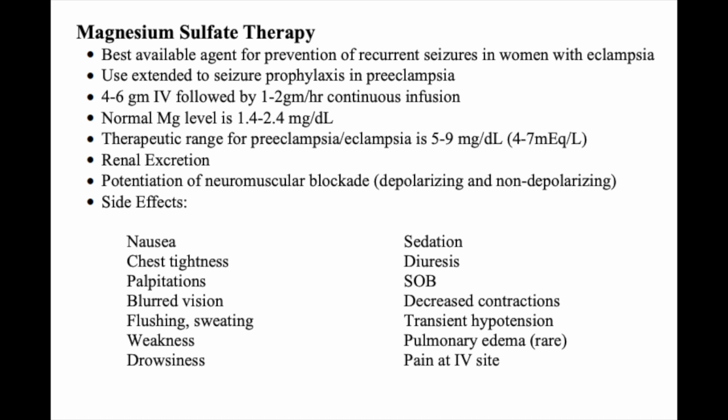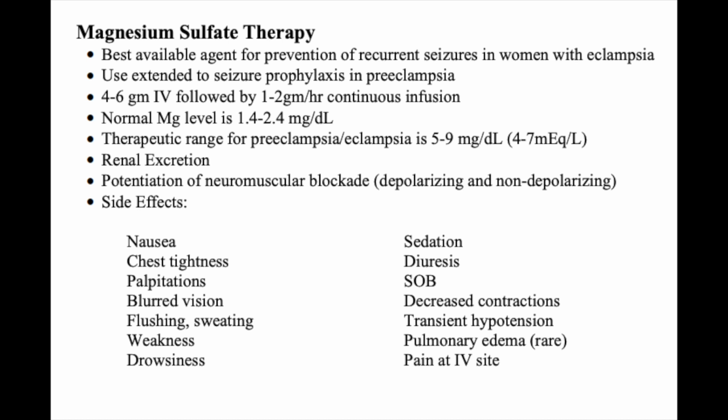So in addition to using those antihypertensive medications in preeclampsia, there is also a very large body of evidence that shows in severe preeclamptic patients that seizure prophylaxis is going to be very important. So hoping to prevent that progression of preeclampsia into eclampsia. And we do that by using magnesium sulfate therapy. So it's the best available agent for the prevention of recurrent seizures in women with eclampsia.